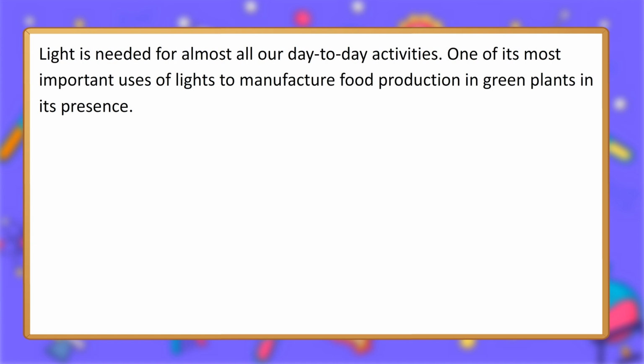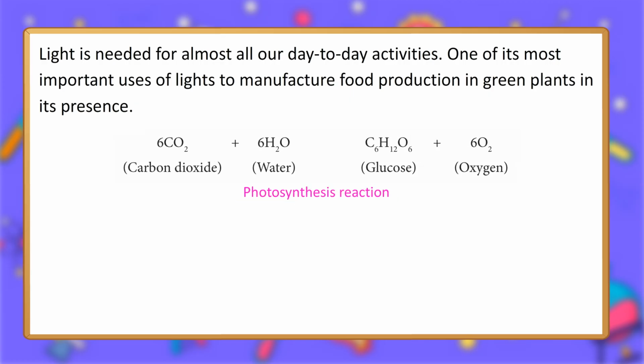Light is needed for almost all our day-to-day activities. One of its most important uses is to manufacture food in green plants in its presence. 6CO2 plus 6H2O gives C6H12O6 plus 6O2: carbon dioxide, water, glucose, oxygen. This is the photosynthesis reaction.